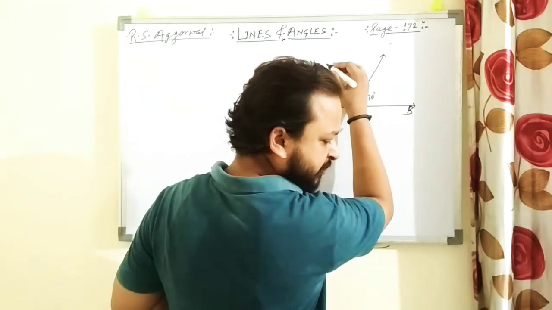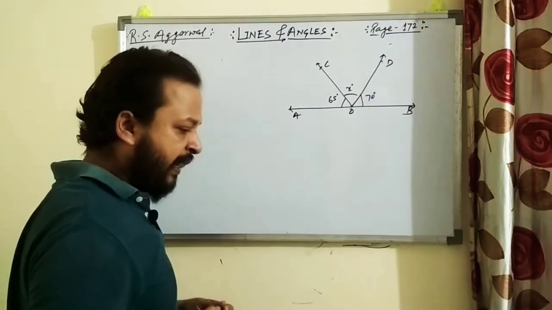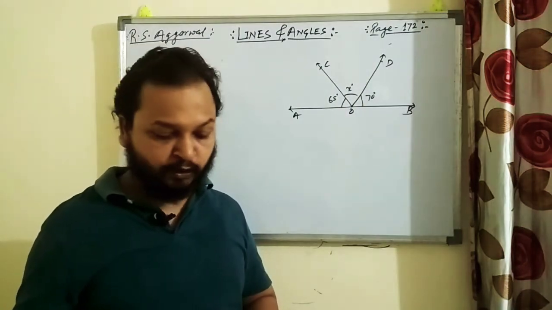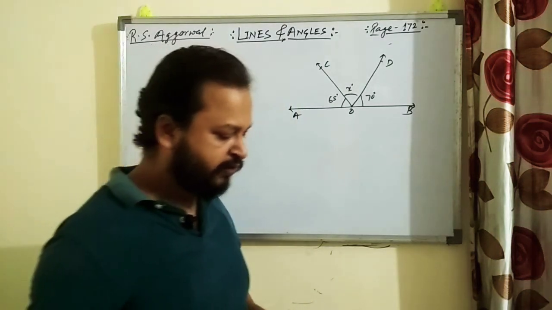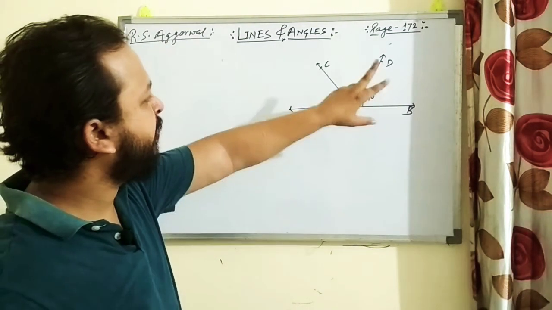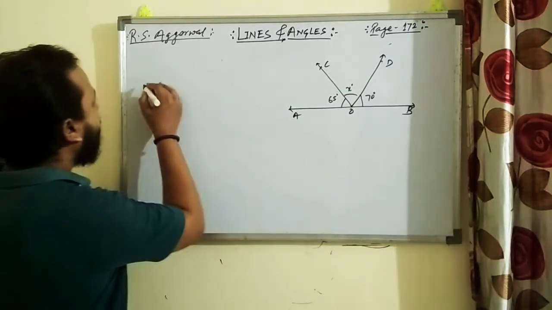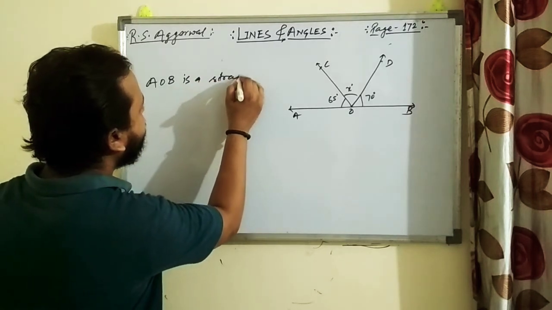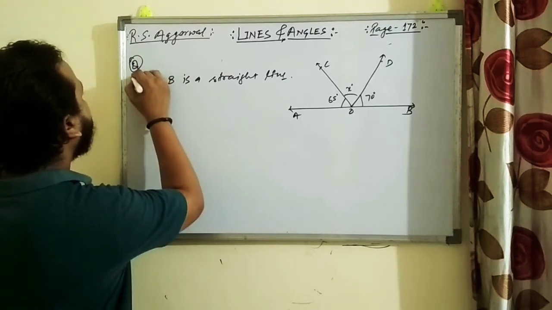AOB, this is C and this is D, right? And in the question it is given that AOB is a straight line, OC and OD stand on it. So angle AOC is given as 65 degree. Angle BOD is given as 70 degree. You have to find out the angle COD, and you know that AOB is a straight line. This is question number 8, right?